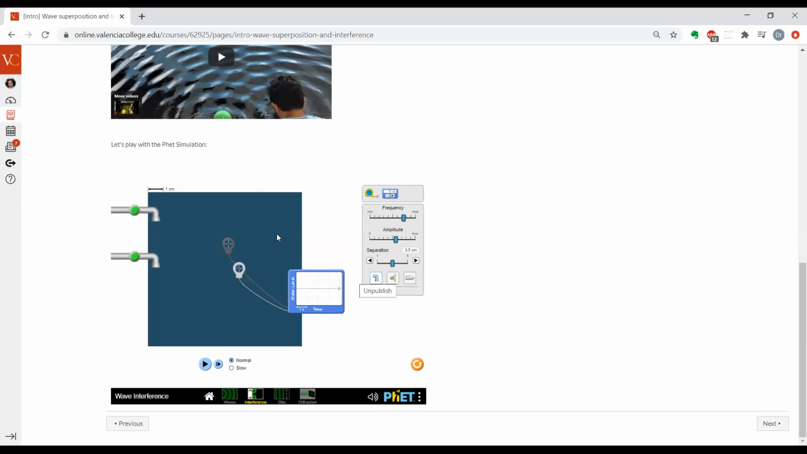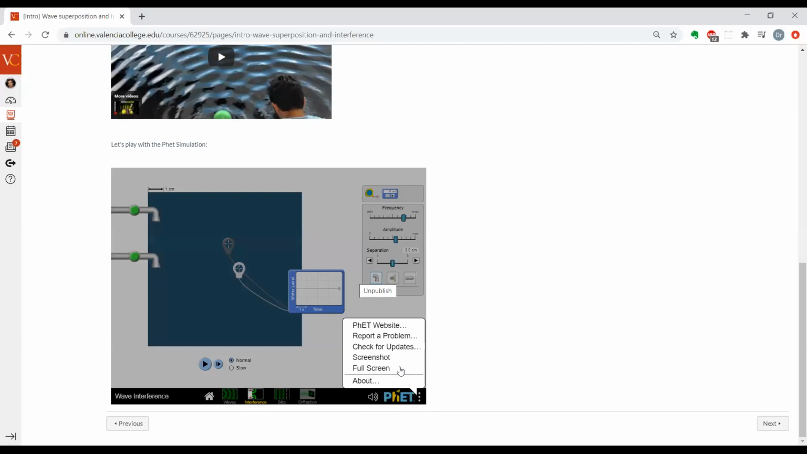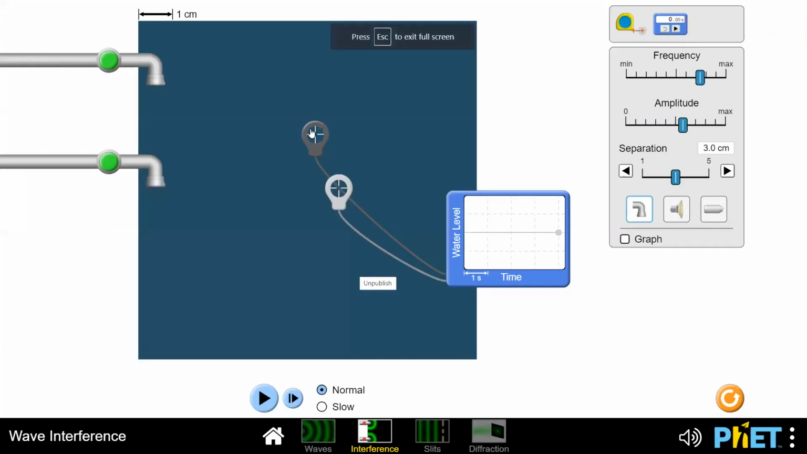Okay, so let me show you something about this PhET simulation here with the interference. If you pick the interference part here, I've already set it up, and let's make it full screen here. I've already set it up to the situation that I like. And here's what I'm thinking about.